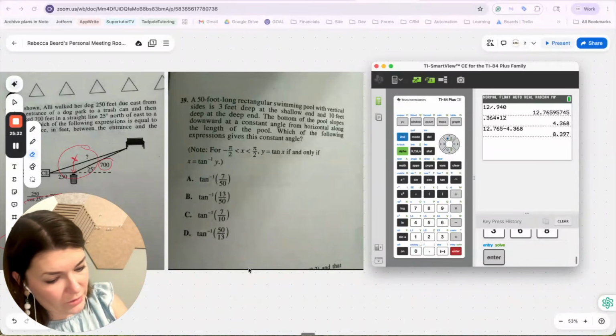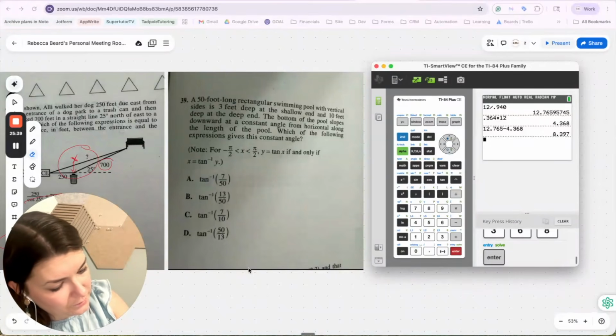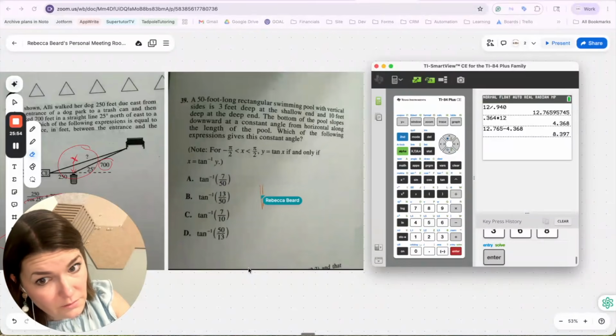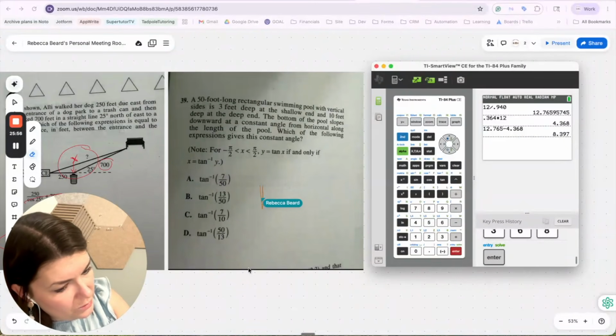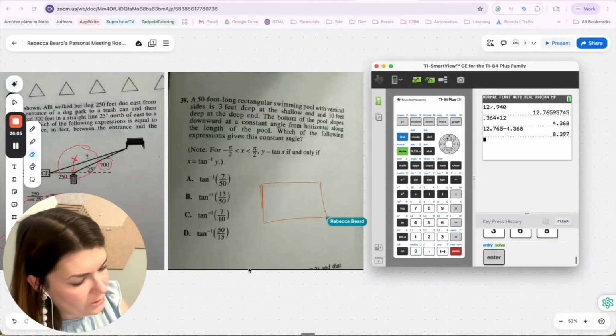So we're going to draw this out, and I'm going to warn you, if you haven't realized already, I am a terrible artist, but we're going to make it work. Let's use a different color. That green is pretty, it just doesn't show up really well. Okay, so we have our pool here, and it is 50 feet long. So we'll put 50 here.